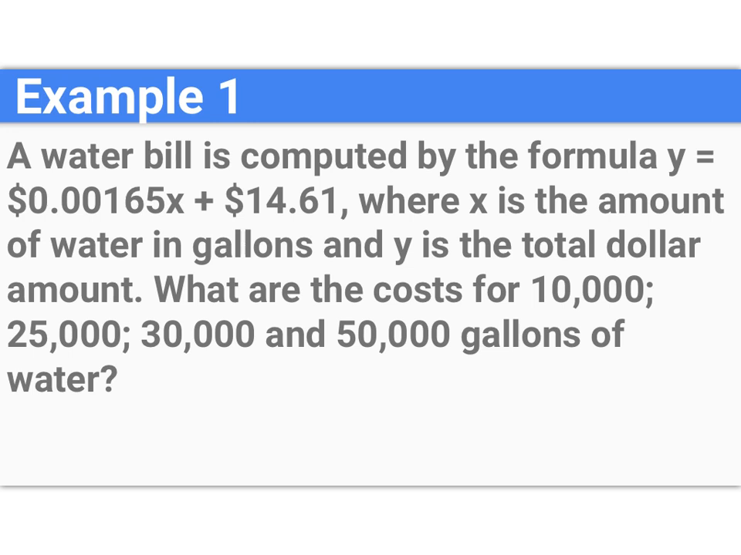Okay, so let's do some examples. A water bill is computed by the formula where X is the amount of water in gallons and Y is the total dollars. What are the costs for 10,000, 25,000, 30,000, and 50,000 gallons of water? Okay, so here's our equation, and it's already written. 0.00165 X plus 1461. That's just some type of fee. Okay, so you can look at a water bill and see these kinds of numbers on there. All right, let's solve it on the next page.